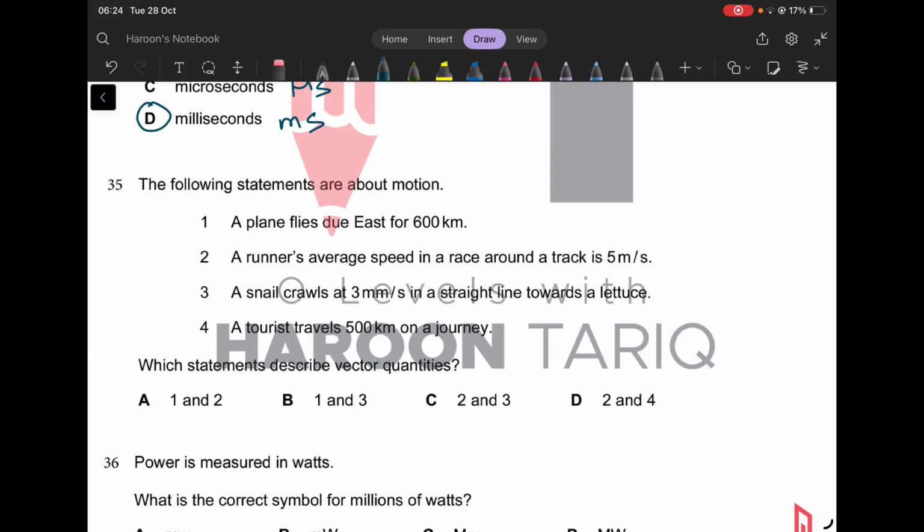The following statements are about motion. Which statements describe vector quantities? A plane flies due east. This is direction, right? And this is length in a specific direction. So this is a vector quantity.